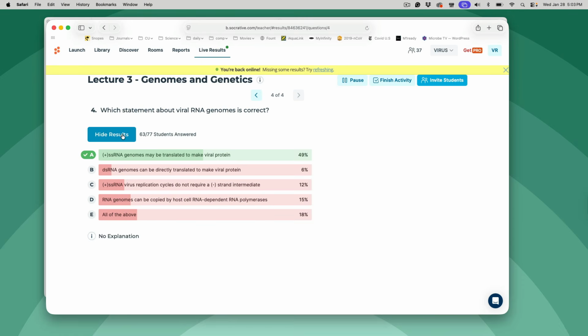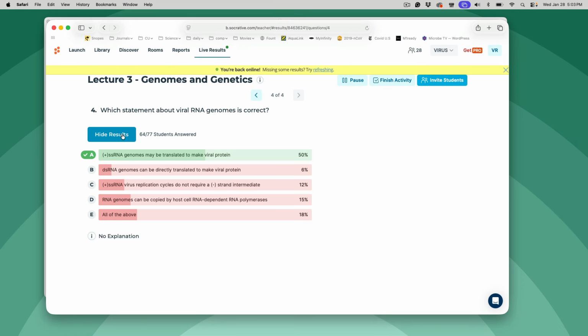Well, only half of you got the right answer, so I didn't explain something, I guess. So plus genomes may be translated to make protein. That is absolutely correct, right? Plus may be, the key is may. Not always, but may, because we know the retrovirus plus strand genomes are not translated into protein. But then many of you said double-stranded genomes can be directly translated. No, they can't. I think I said that three times. They can't be because the double-stranded form makes the RNA inaccessible to ribosomes.